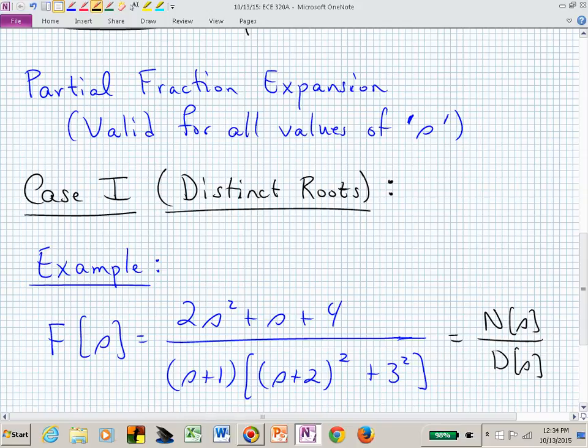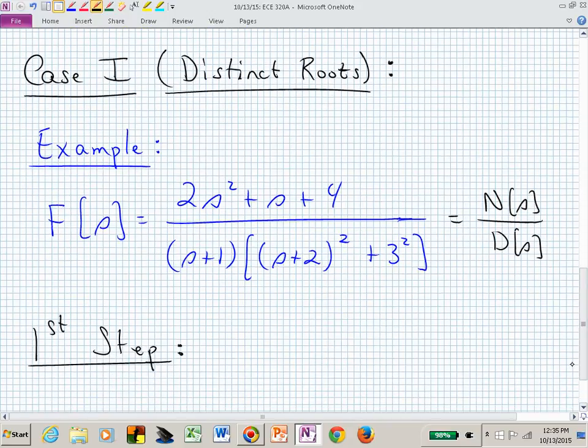I want to start today with this particular example, and it's falling under case 1. It's distinct roots, and now we have a numerator polynomial and a denominator polynomial as given on the screen, and there's our capital F of s, which could correspond to a voltage, a current, a velocity, a temperature. We're just keeping it as a generic capital F of s. We now want to find little f of t, and that's the inverse Laplace transform of capital F of s. What's the first step in that process?